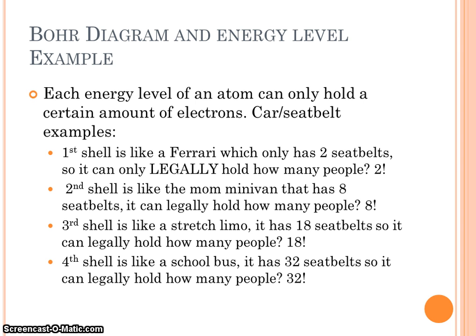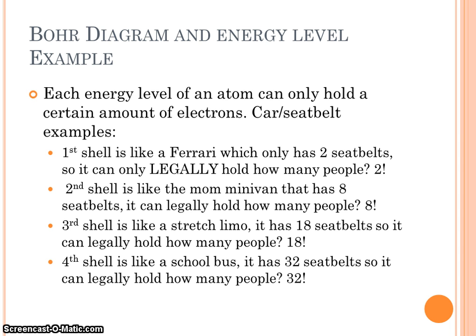The second shell is like the mommy minivan, and that has 8 seatbelts, and it can legally hold 8 people or 8 electrons. The third shell is like a stretch limo. It has 18 seatbelts, so it can legally hold how many? 18. And the fourth shell is like a school bus. It has 32 seatbelts, so it can legally hold 32 people, or for our example, 32 electrons.